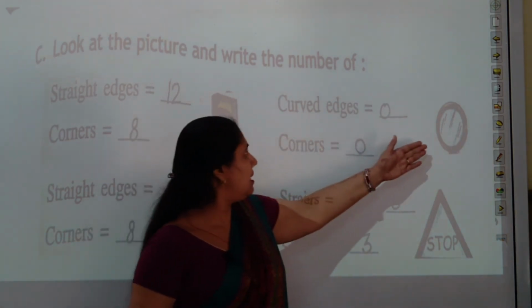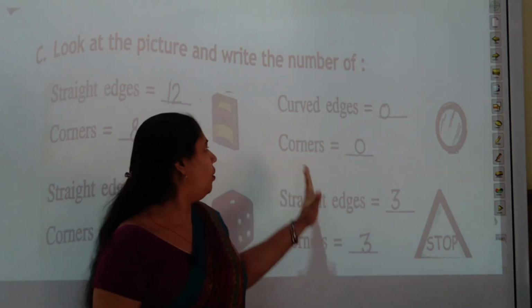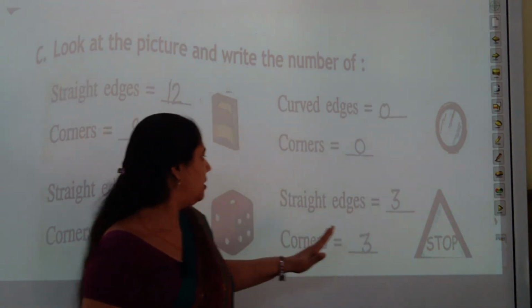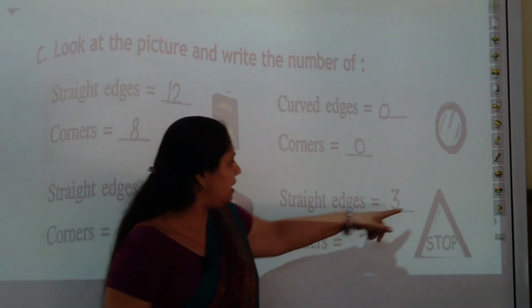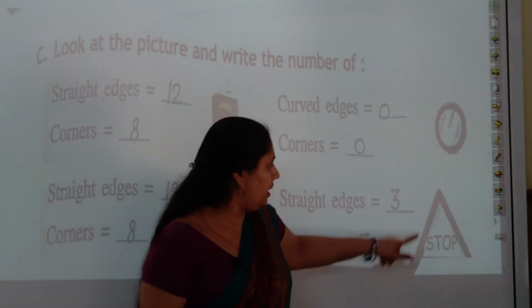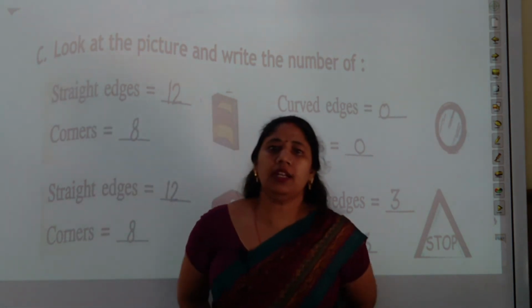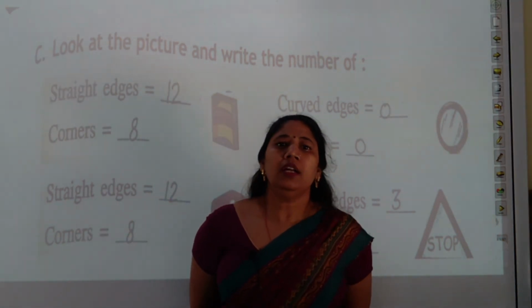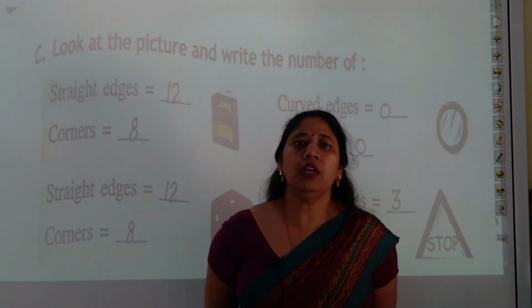Look here. That is a circle. No straight edges and no corners. Look here. How many straight edges? 1, 2 and 3, and corners 1, 2, 3. That is a triangle.